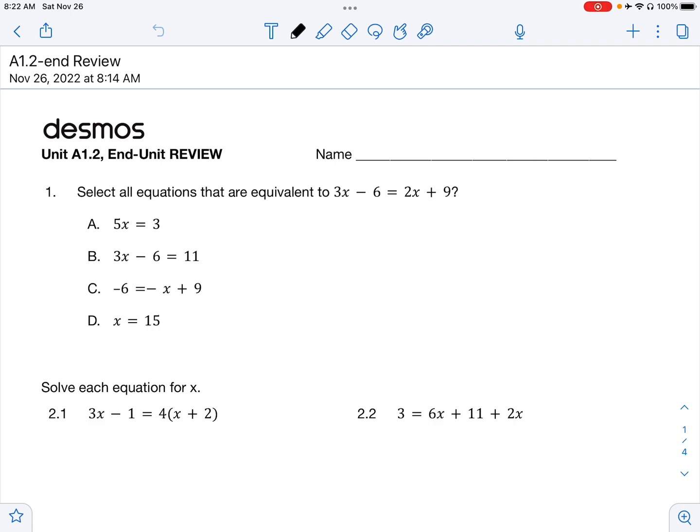This first question, finding equations that are equivalent to 3x minus 6 equals 2x plus 9. The easiest thing to do is just start solving for it. So if I go minus 3x on both sides, equals negative 6 on that side, and then I'll get negative x plus 9. That is one of my options, so that's equivalent.